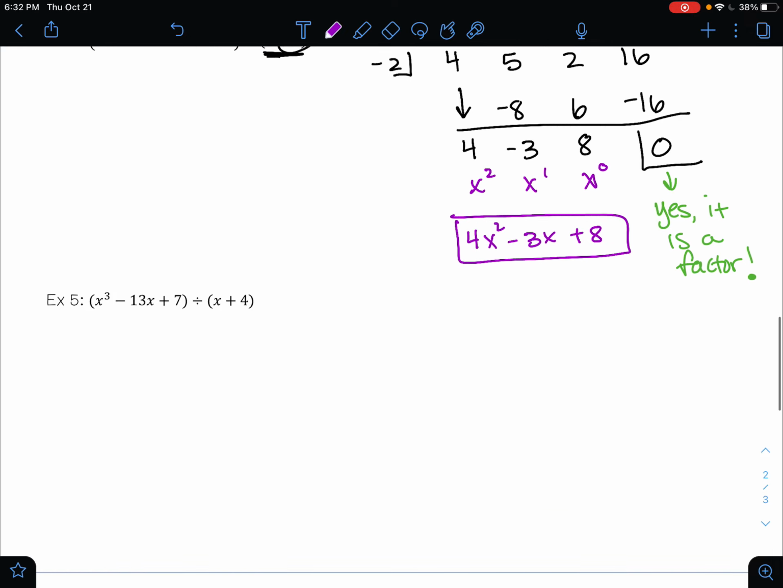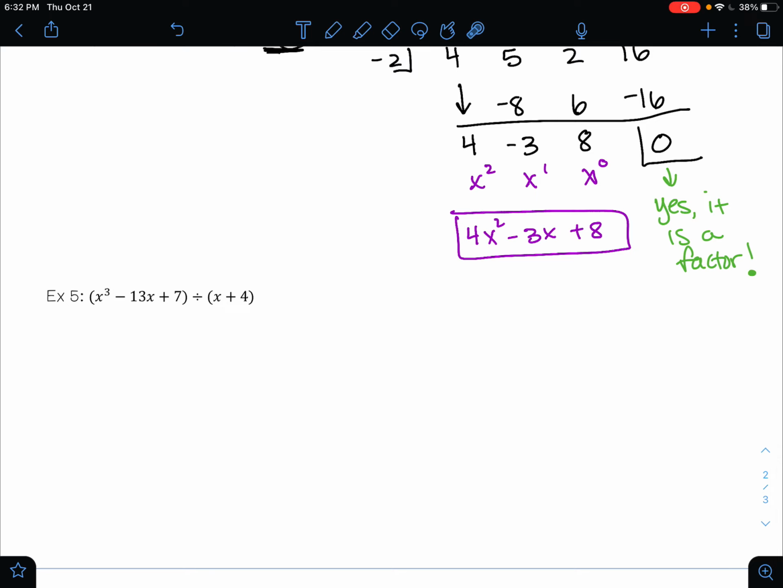So the first thing that I would look at with example 5 is you want to make sure that your polynomial is written in standard form, and it is. But when I look at this, I have an exponent of 3, and then here I have an exponent of 1. I am missing that squared term, so I know right away that I want to add a 0x squared in there. That way everything will line up when we go to multiply and divide. So my coefficients are going to be 1, and then 0 for that missing x squared term, negative 13, and 7. We're dividing by x plus 4, so I just need to change that sign to a negative.